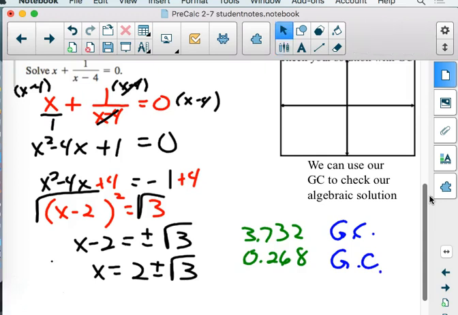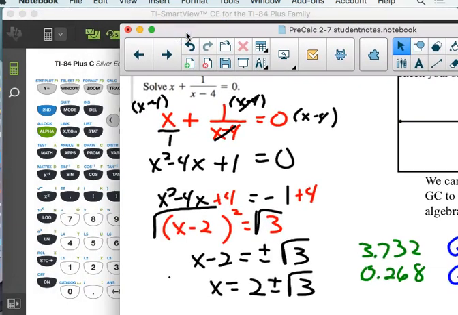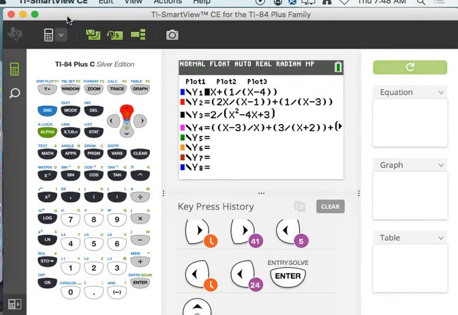Best case scenario, you would give me a sketch of what you see, but sometimes you don't necessarily have time to do all that stuff when you're taking the test. So let's see if we can get those numbers from x plus 1 over x minus 4.